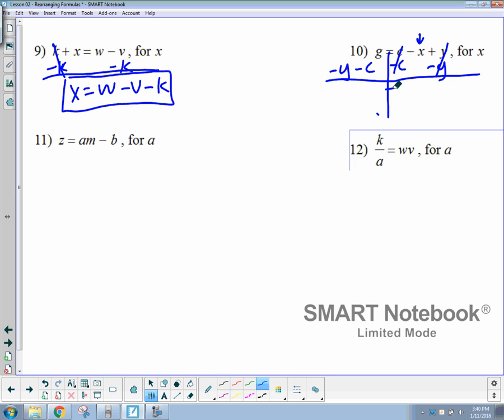I'm going to bring down the negative x. None of this left side is like terms. So, g minus y minus c. Now we have a negative x here. That's almost like saying you have a negative 1 right here. Okay? So I'm going to divide by negative 1. Everything divided by negative 1.